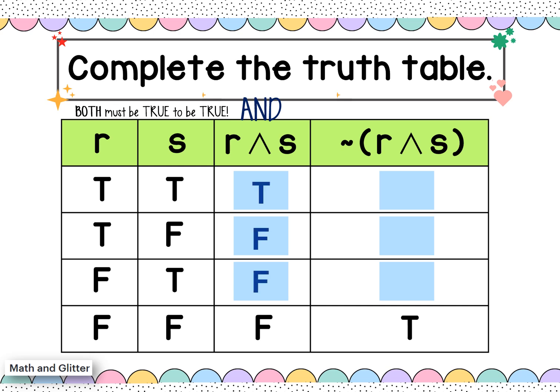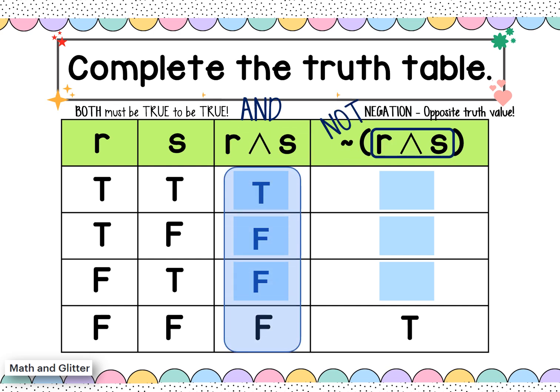But now we're taking that whole thing and we're negating it. So we have to switch the truth value for each of these. So we're going to have false, true, true, and we already have a true filled in.